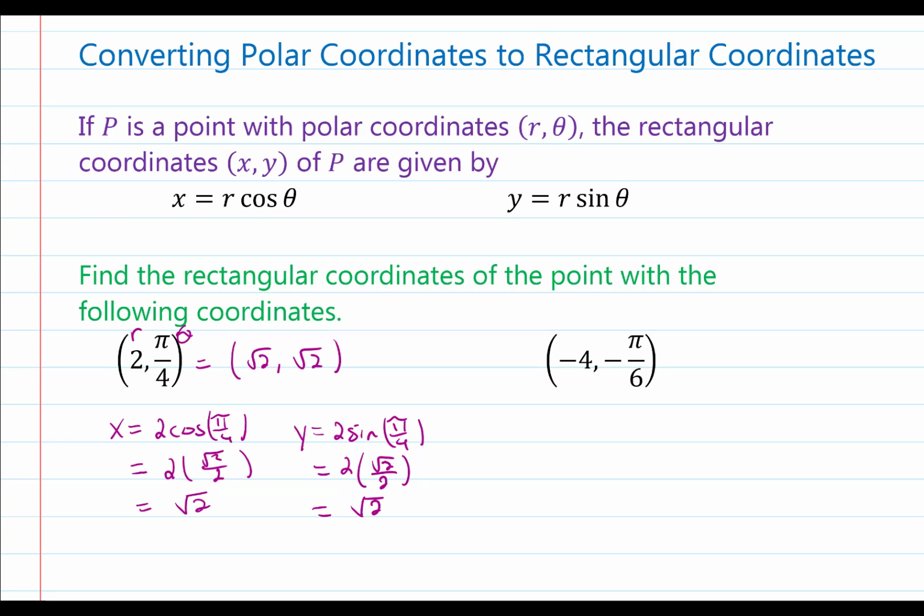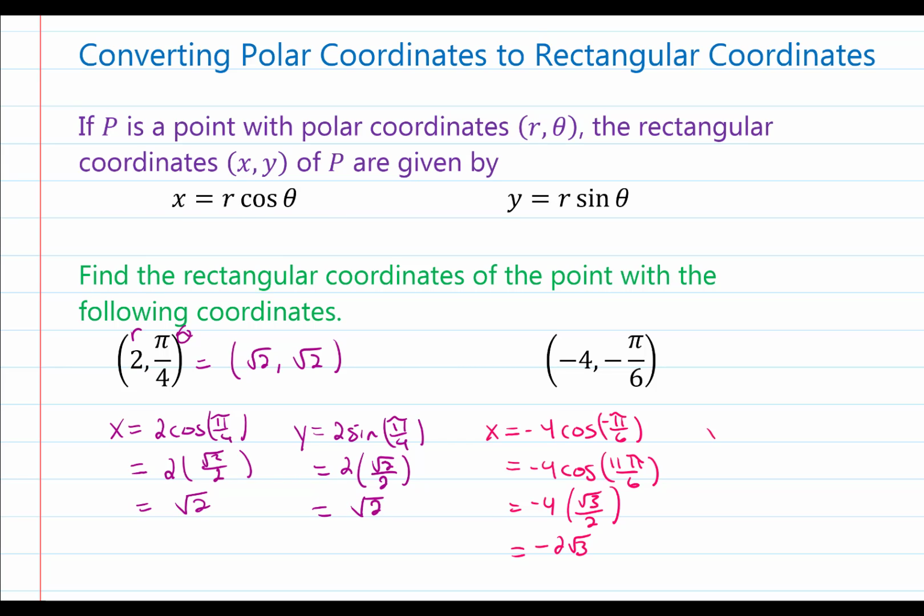Let's now repeat that process for negative 4 comma negative pi over 6. So x is equal to negative 4 times the cosine of negative pi over 6. Now, since negative pi over 6 is not an angle on your unit circle because of the clockwise rotation, let's go ahead and use the coterminal angle, which is 11 pi over 6. We then evaluate cosine of 11 pi over 6, and what we get is negative 4 times the square root of 3 over 2. Finally, we find the product, which will be negative 2 times the square root of 3.